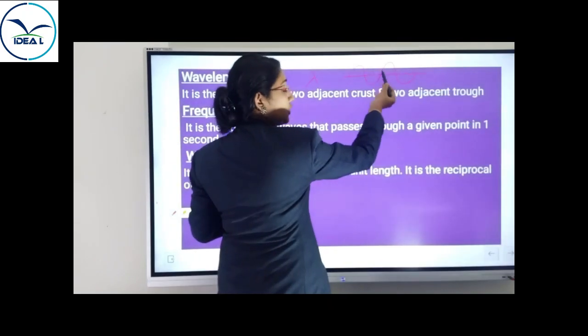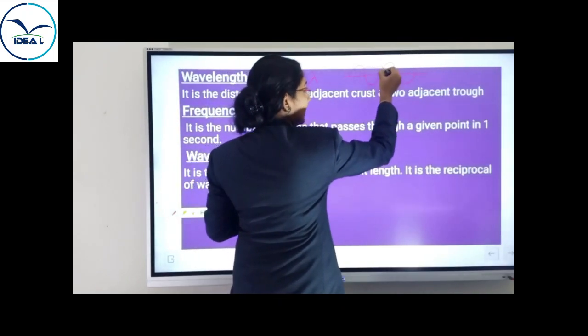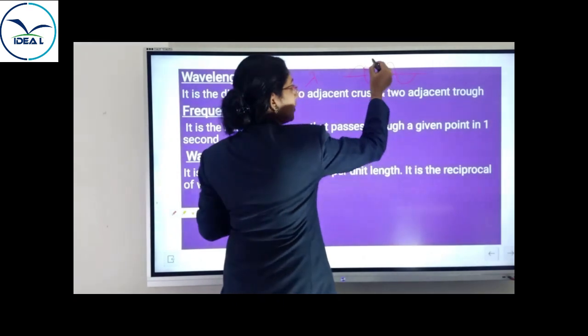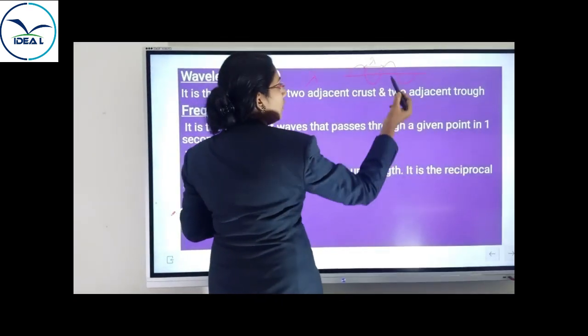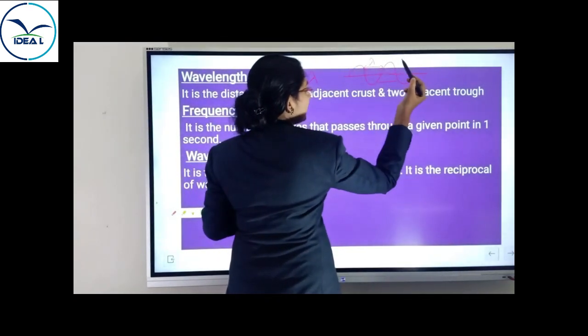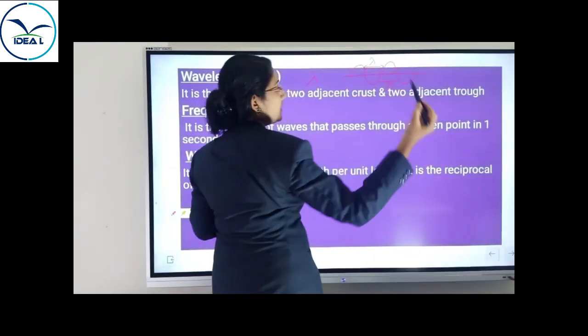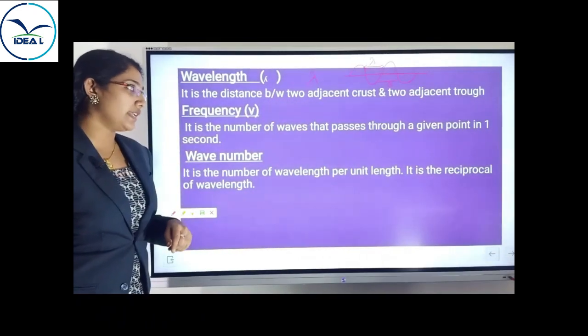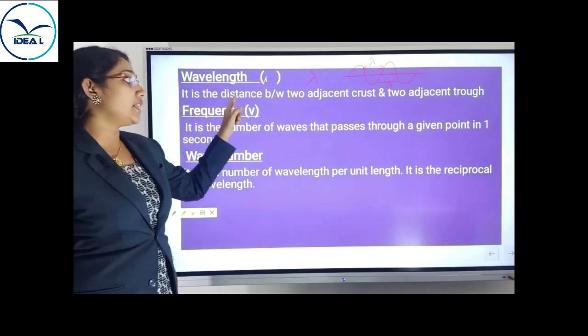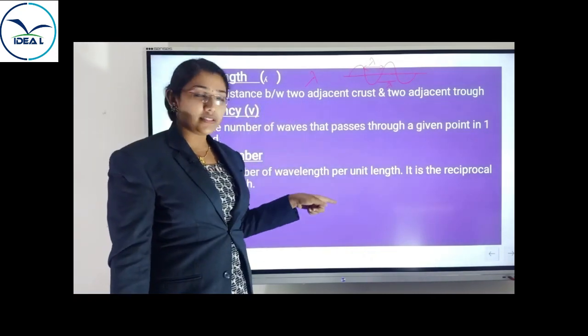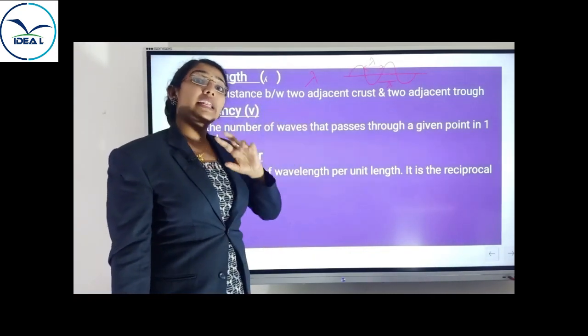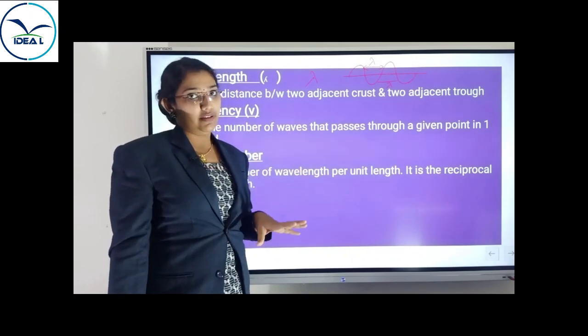Here these are two adjacent crests. So this distance is known as wavelength, or the distance between two adjacent troughs. This is also known as wavelength. So what is meant by wavelength? It is the distance between two adjacent crests or two adjacent troughs in an electromagnetic wave, right?